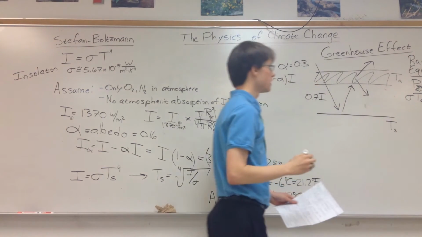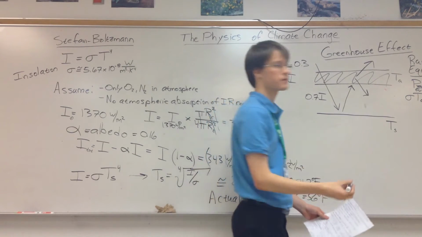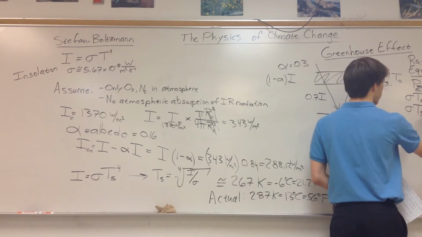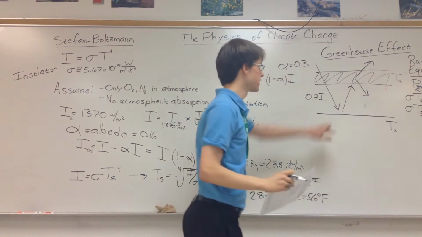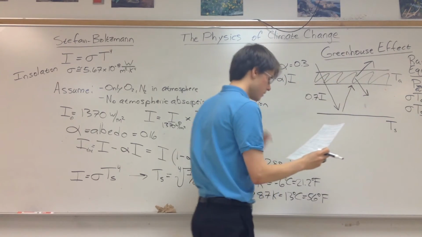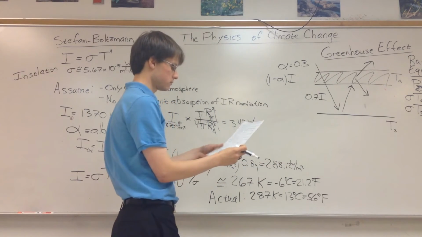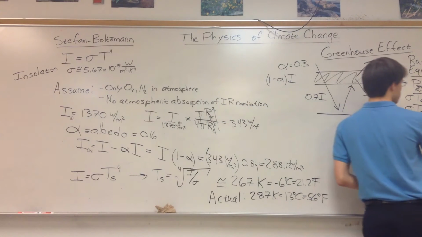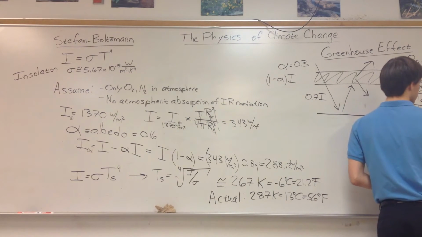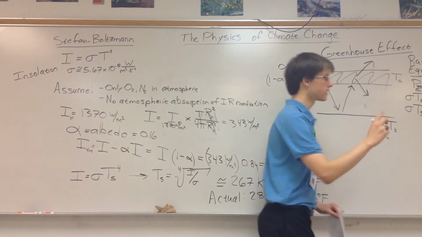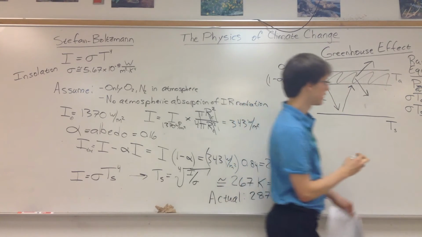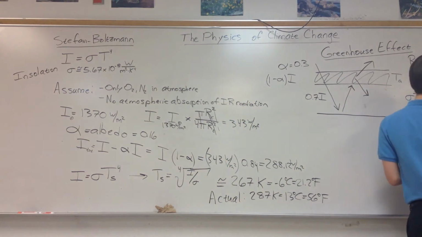Okay? And then we also want to find the temperature of the surface of the Earth. So we have sigma times the temperature of the surface to the 4th, and that's the amount that it's radiating out. And what is it feeling? Well, it's feeling this contribution, which is 0.7 I, but it's also feeling the re-radiation coming from the atmosphere. So we're going to add to that sigma T_A to the 4th.